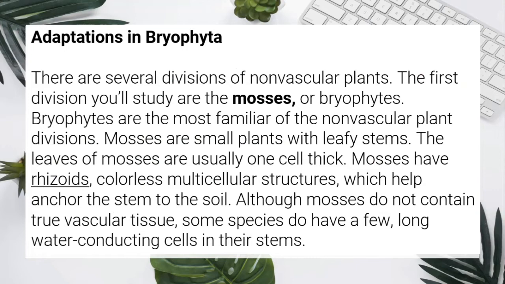Adaptations in Bryophyta. There are several divisions of non-vascular plants. The first division you'll study are the mosses, or bryophytes. Bryophytes are the most familiar of the non-vascular plant divisions. Mosses are small plants with leafy stems. The leaves of mosses are usually 1 cell thick. Mosses have rhizoids, colorless multicellular structures which help anchor the stem to the soil. Although mosses do not contain true vascular tissue, some species do have a few long water-conducting cells in their stems.